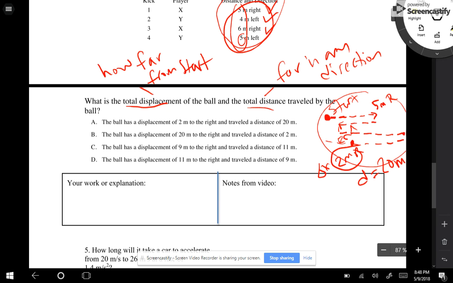This is my distance, total distance. So obviously you can see the answer. The only answer that matches that is A. Don't get tricked by B. It has the same numbers, but they're in the wrong spot. The displacement's not 20. That's the distance. The distance is 20, and the displacement is 2.